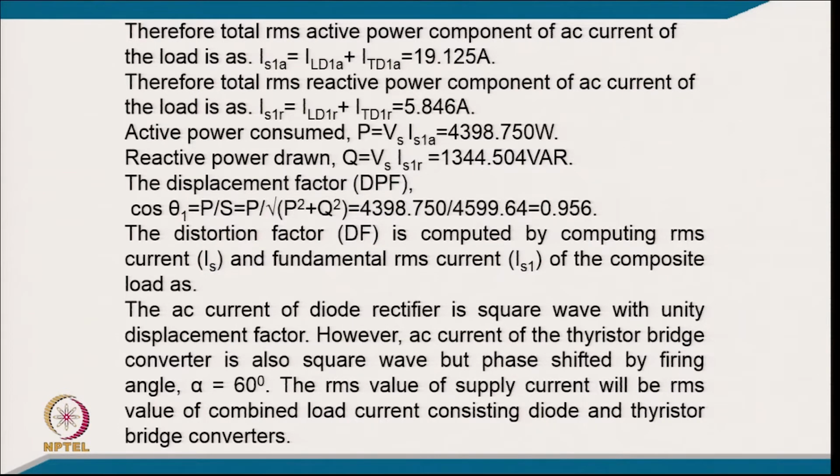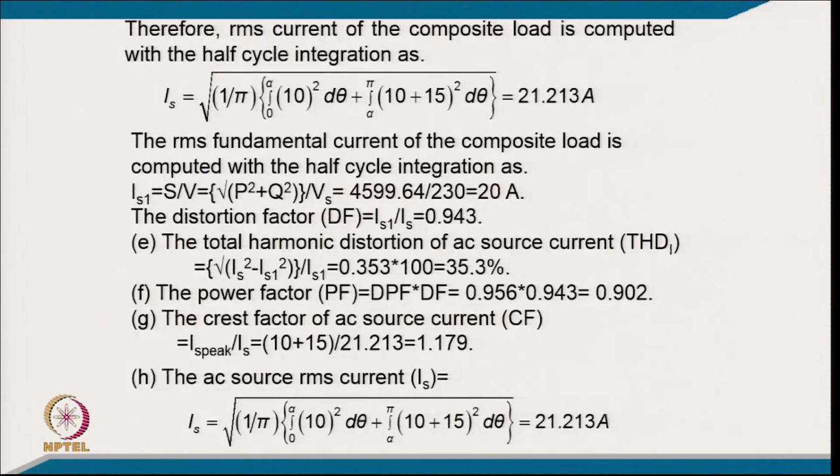The AC mains current of the diode rectifier is a square wave, and the AC mains current of the thyristor bridge converter is also a square wave but phase shifted by 60 degrees. So, the RMS value of the supply current will be that of the combined load current consisting of the diode and thyristor converter. If you look at the waveform, you can find the RMS value; it comes to 21.213 ampere. The RMS fundamental of this composite load you can calculate from the apparent power divided by voltage.